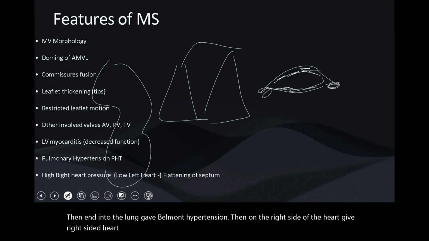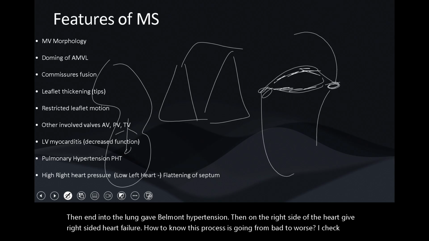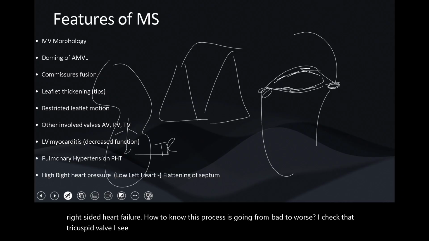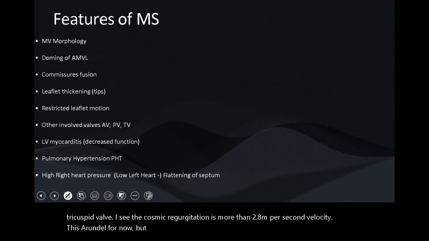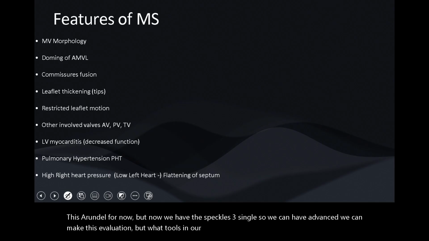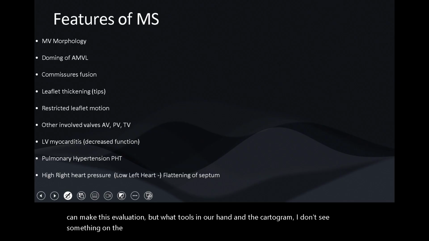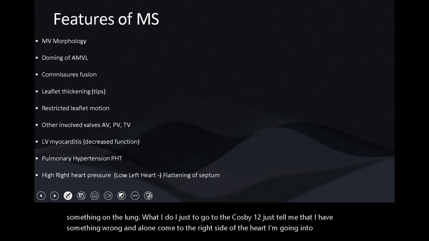How do we know this process is going from bad to worse? I check the tricuspid valve. I see the tricuspid regurgitation velocity is more than 2.8 meters per second. This is our window for now. But now we have speckle tracing, so we can make more advanced evaluations. But what are the tools in our hand? In the echocardiogram, I don't see anything in the lung. What I do is go to the tricuspid valve. This tells me that I have something wrong in the lung, coming to the right side of the heart. I'm going into total heart failure on both sides.